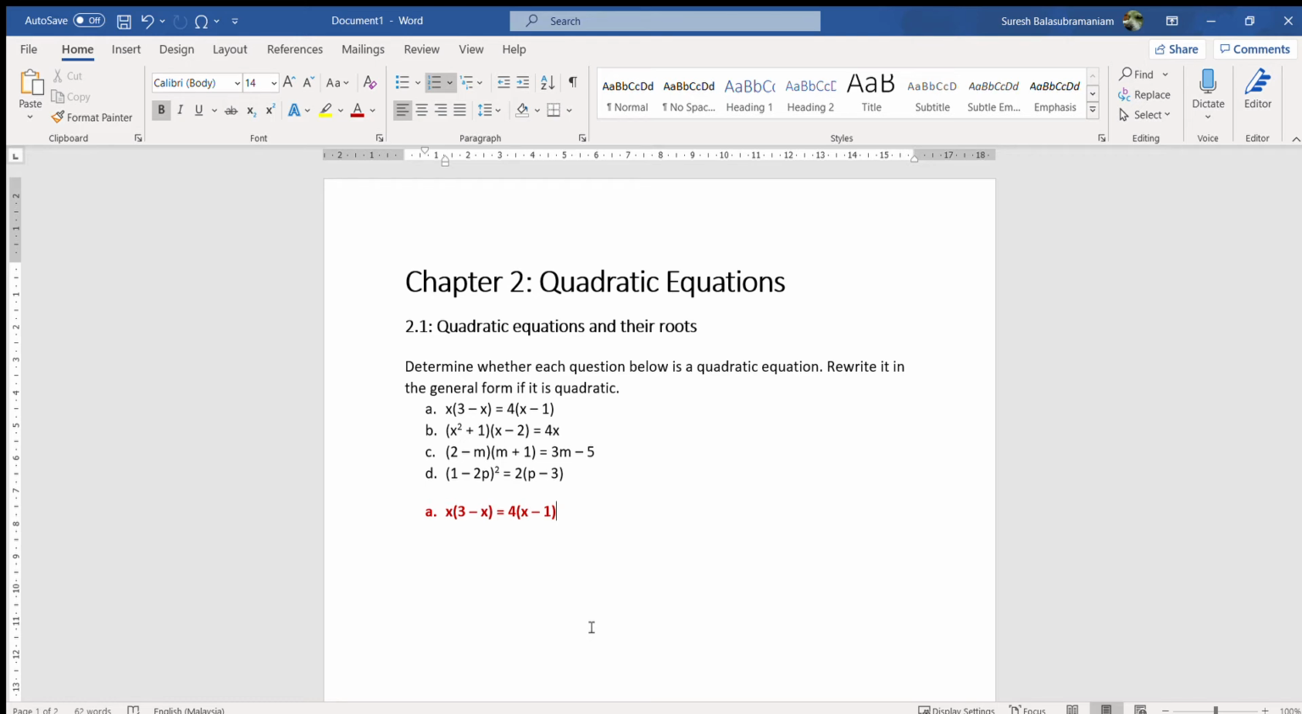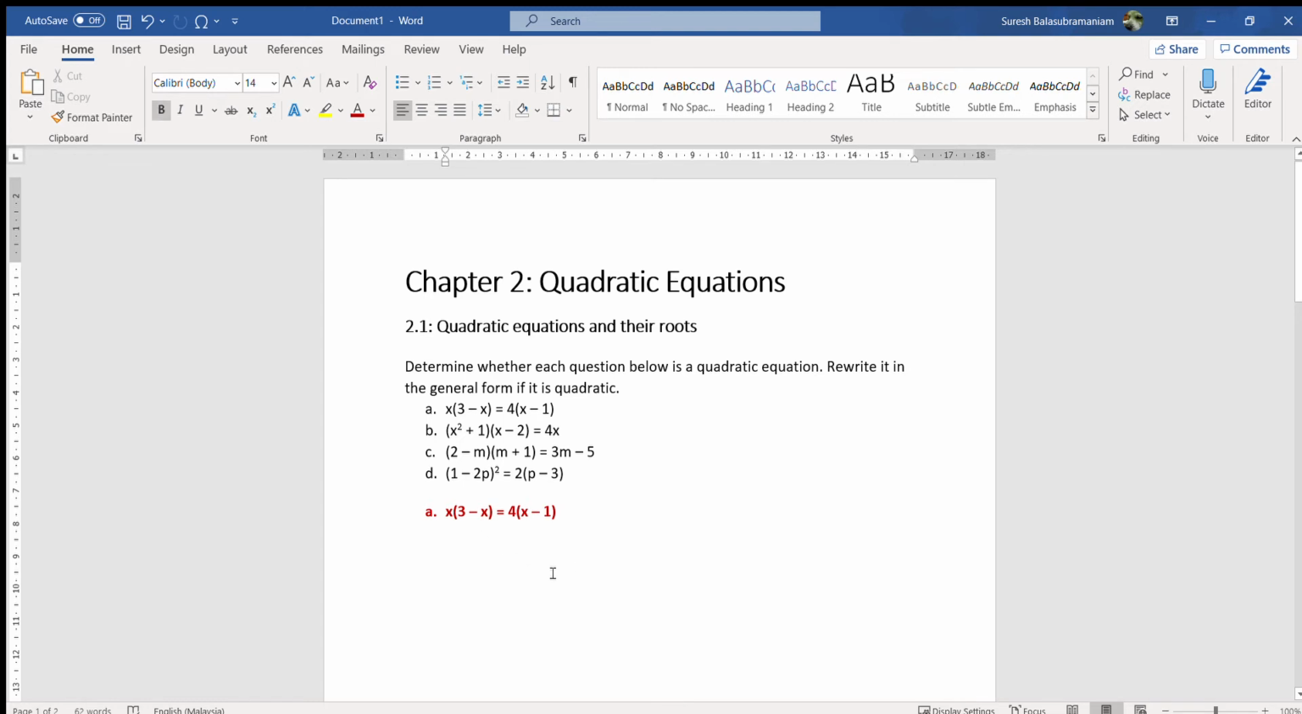Okay, the first question: determine whether each question below is a quadratic equation. Rewrite it in the general form if it is quadratic. So question A is x(3 - x) = 4(x - 1). I will try to solve this question.